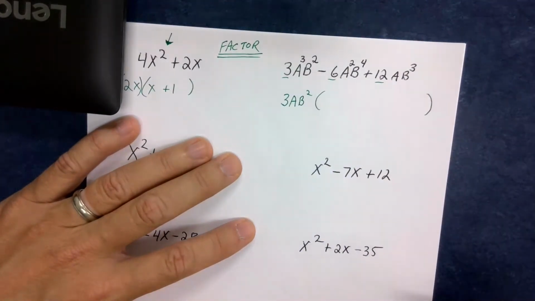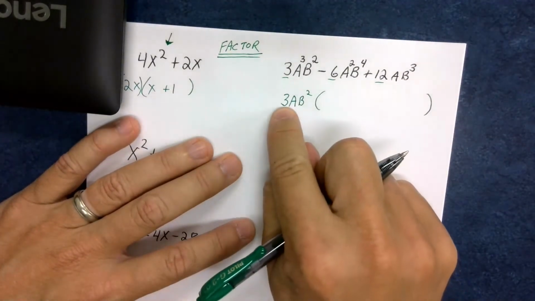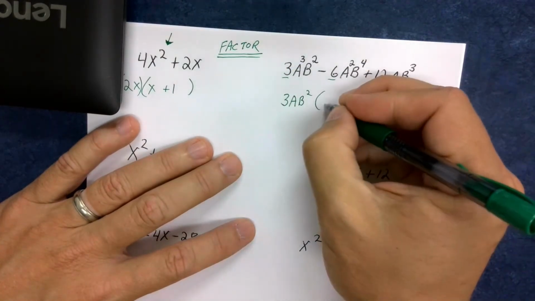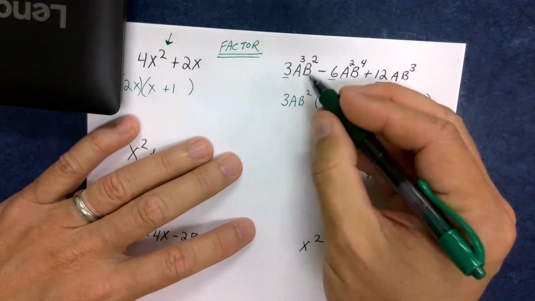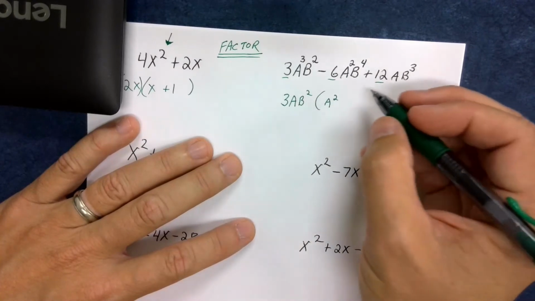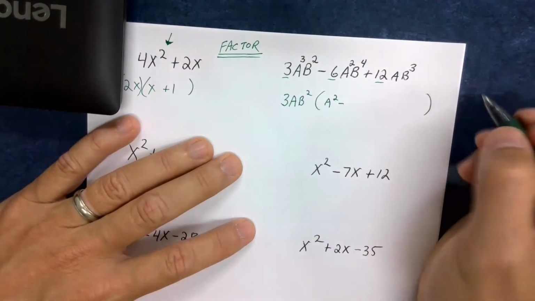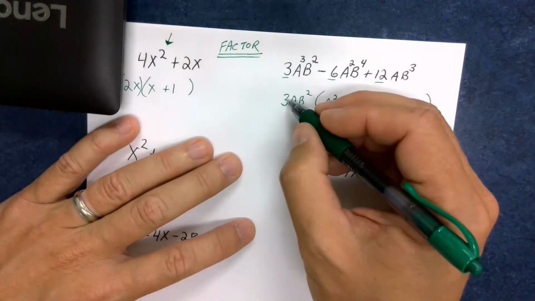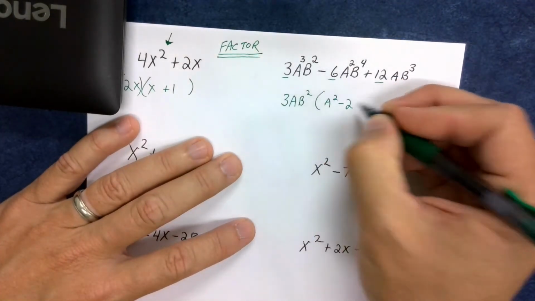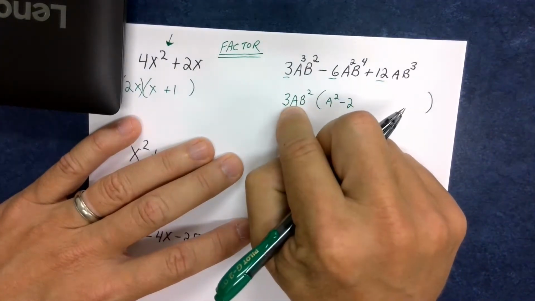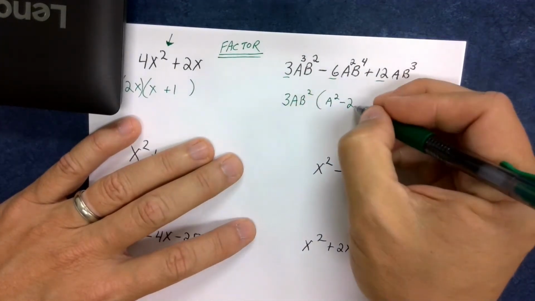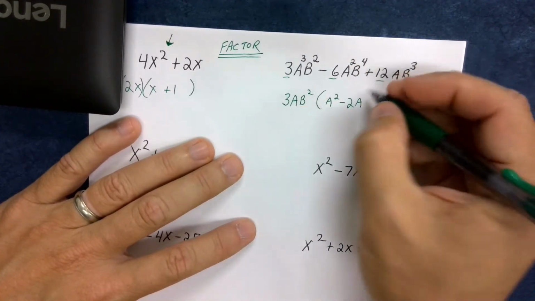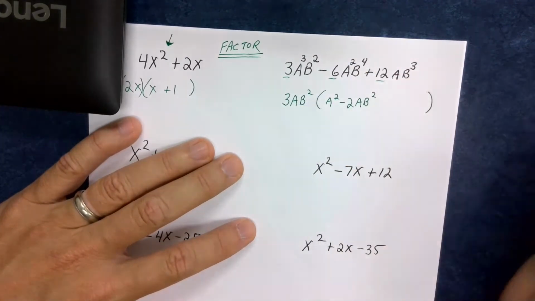So what do I have left over after I pull that out? Well, when I pull the 3 out of a 3, I don't get anything. I pull an A out of an A cubed, I get an A squared. I pull a B squared out of B squared, I get 1. So that's pretty much it. So I got A squared, that's what's left from this first term. And then divide 6 by 3 and I get a 2. I pulled an A out again, and there were 2 of them there, so that must mean there's 1 left. I pulled 2 B's out, and there were 4 of them originally, so there must be 2 left here.